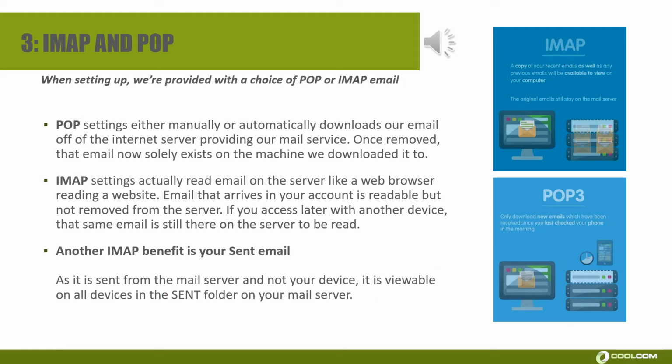When setting up email, we're provided with a choice of IMAP or POP. So let's take a look at those two options. The way we used to use email and how we get it now has abruptly changed the type of email we should be using. We are provided with a choice between POP and IMAP email. POP email was the standard. It involved installing a mail client on our computer and then programming it to either manually or automatically download our mail off the internet server providing the service. Once removed, that email now solely existed on the machine we downloaded it to.